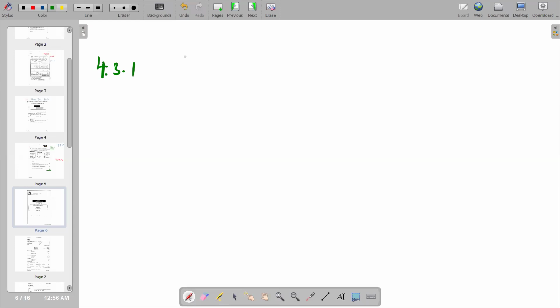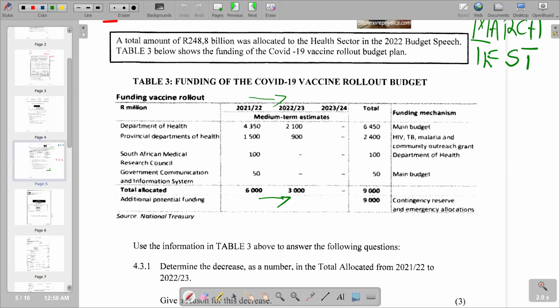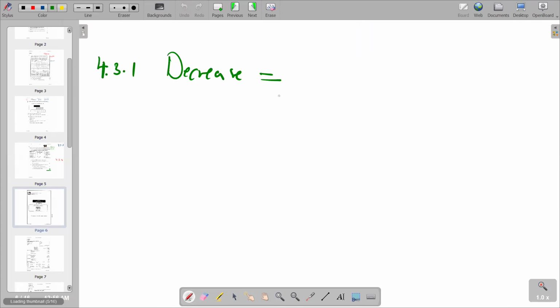On the answer section, we are going to say decrease is equal to, then we can show the calculation by saying 6,000 minus 3,000. And then obviously the answer that you are going to get there is going to be 3,000.